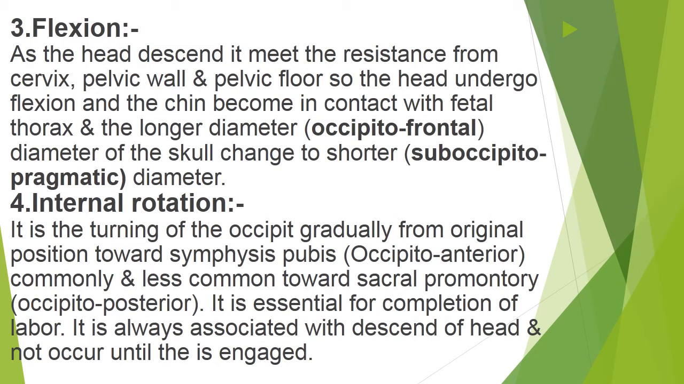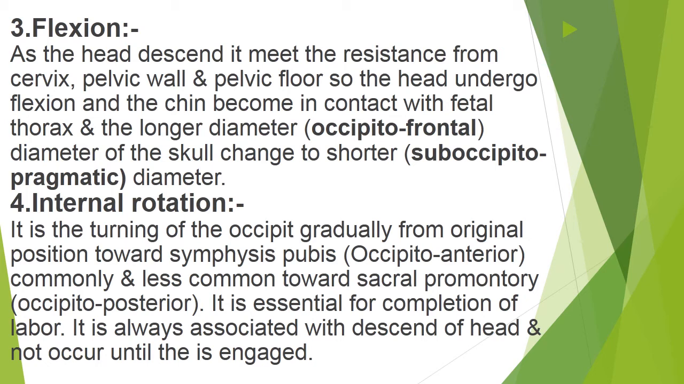The third movement is the flexion. As the head descends down in the pelvis, it will meet resistance from the cervix, from the pelvic wall and pelvic floor. So the head will undergo flexion, and the chin becomes in contact with the fetal thorax, and the longer diameter, which is the occipito-frontal diameter of the skull, changes to the shorter one called the suboccipito-bregmatic diameter.